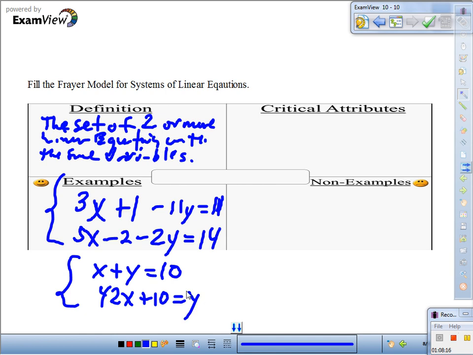Non-example. Justin. 6y plus x equals 2. Why is that a non-example?